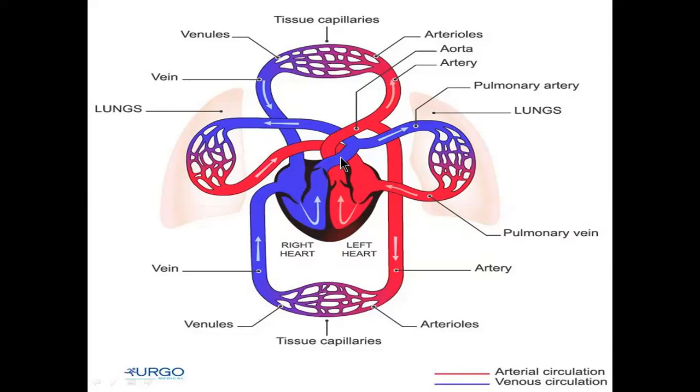And from the right ventricle, it will enter the pulmonary artery. The pulmonary artery will send the blood into the capillaries, and eventually the blood from the capillaries is supposed to go to the pulmonary veins, and then from the pulmonary veins into the left atrium, and then to the left ventricle. This is the normal response.